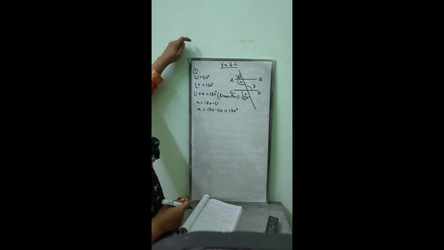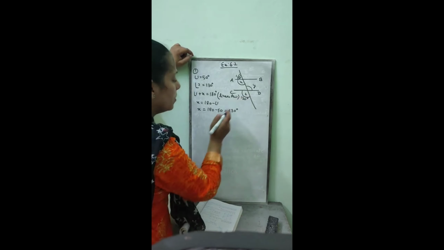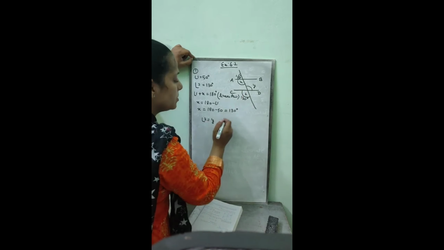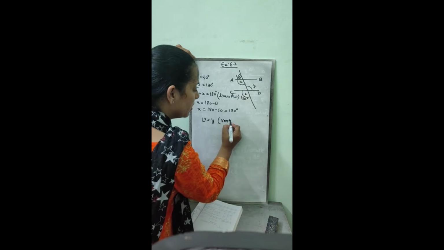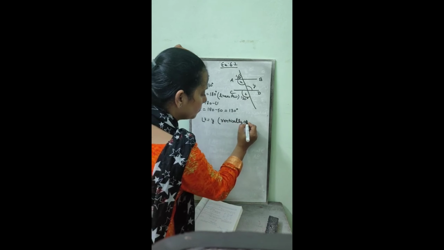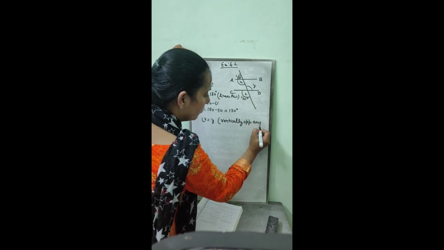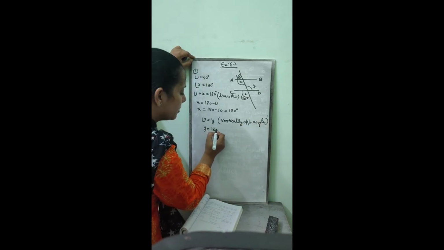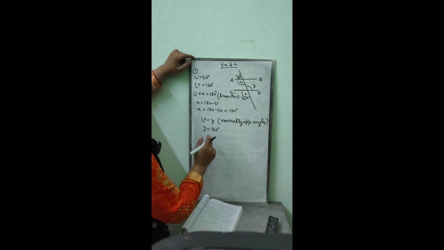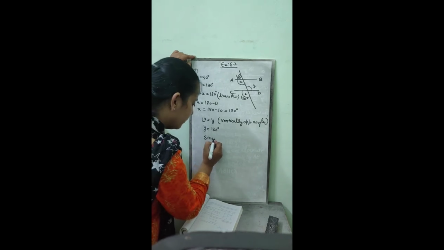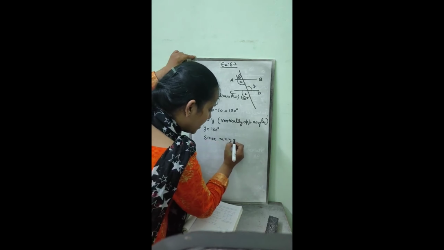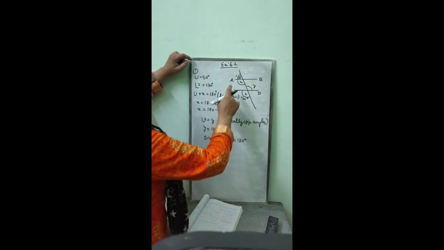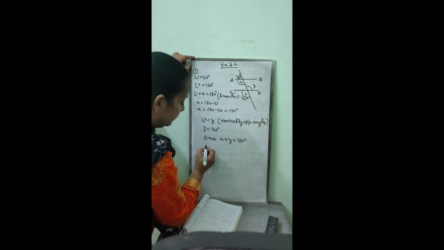X is 130. Now angle 2 and Y, these are equal. Why? These two angles are vertically opposite angles. Value of Y will be 130. Since X is equal to Y, both are 130. These are alternate angles made by AB and CD.